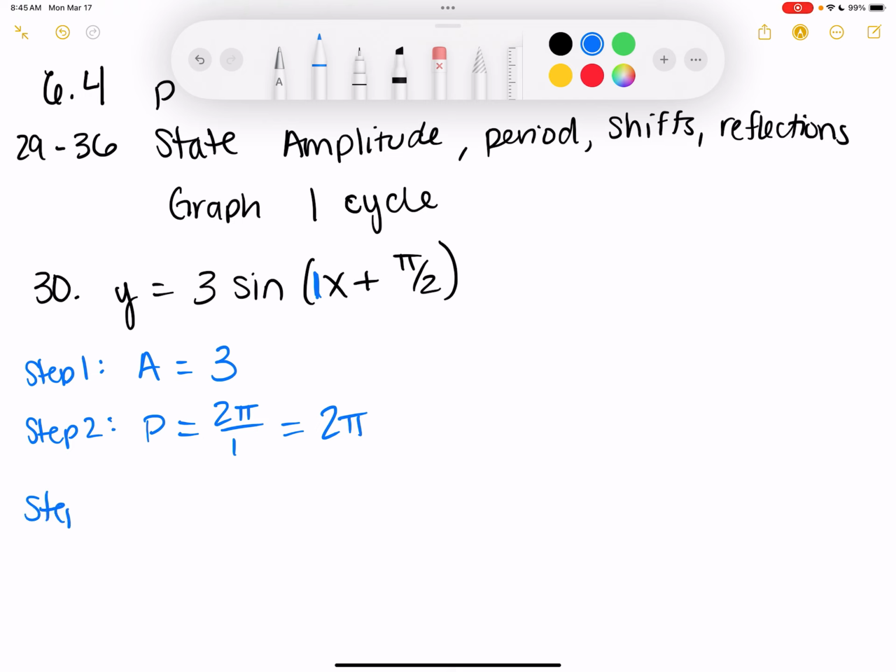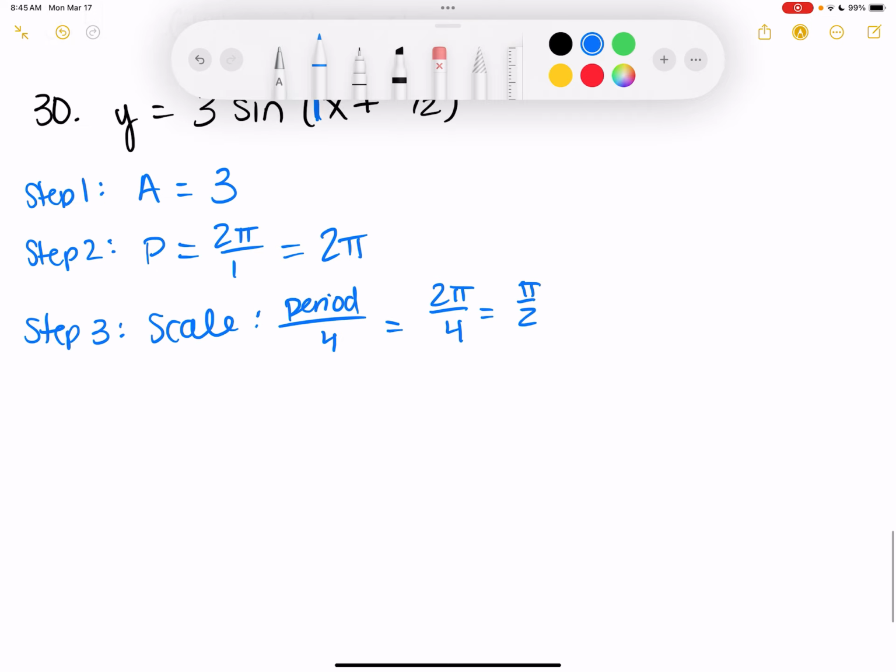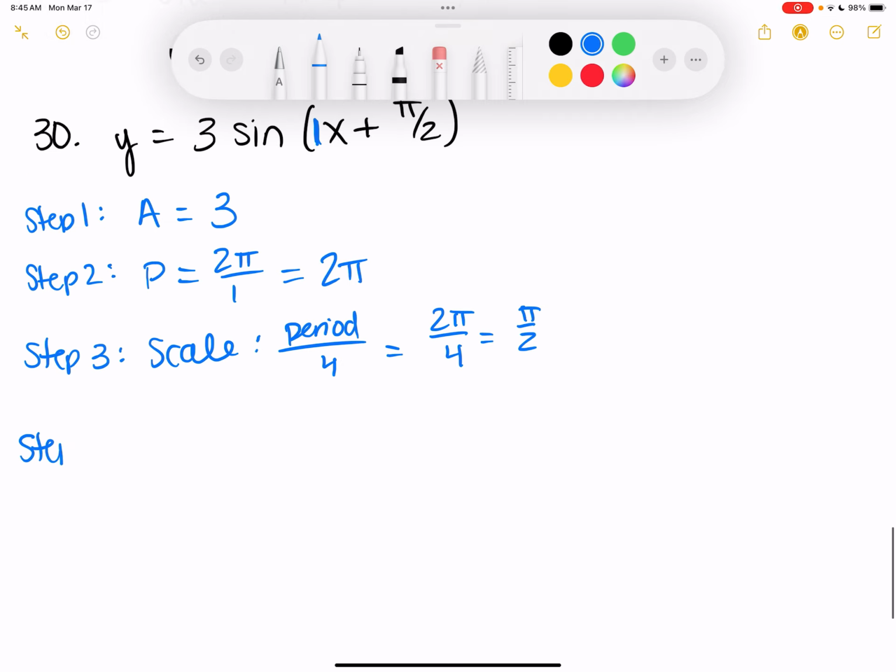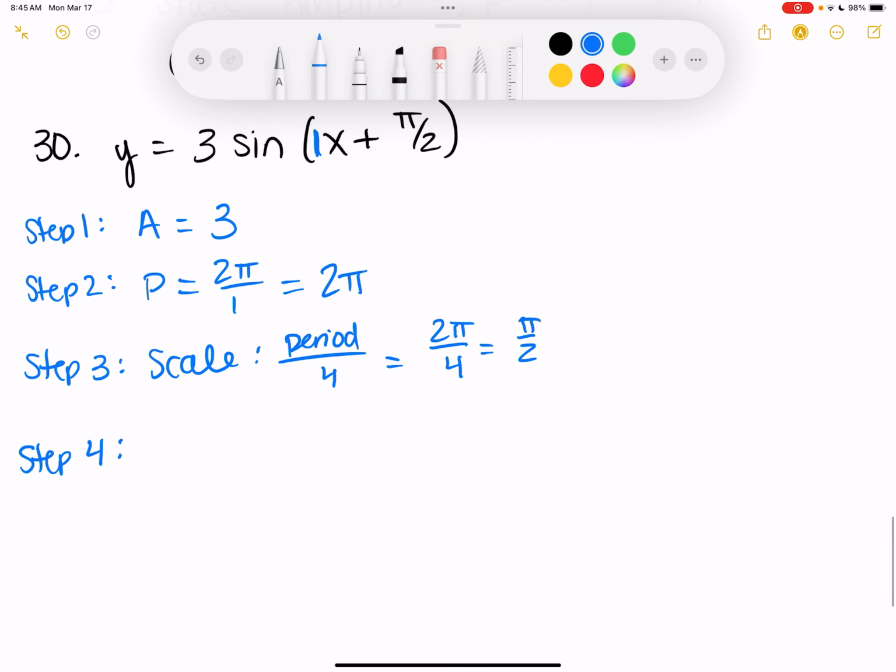Step 3 is finding our scale. And so remember, that's the period divided by 4. So in this case, it'll be 2 pi divided by 4, which will reduce to pi over 2. Then, is this moving left or right? Left, because it is a positive, so this is going left, pi over 2.